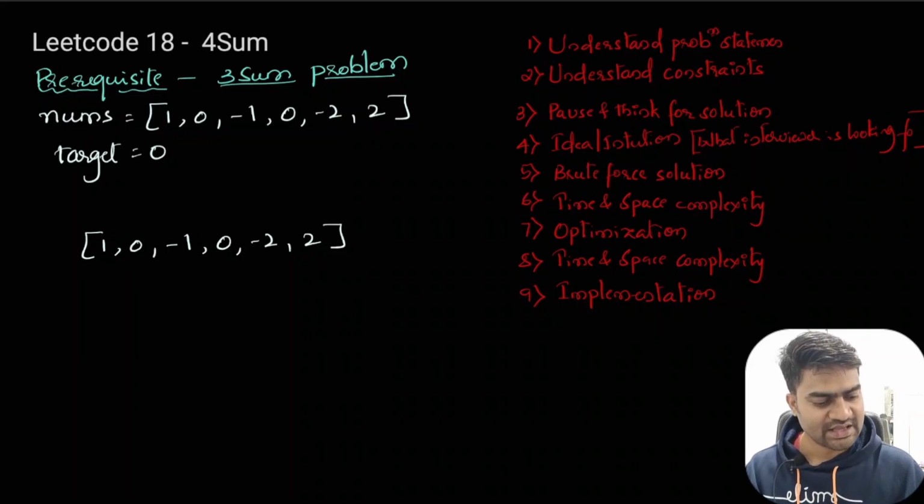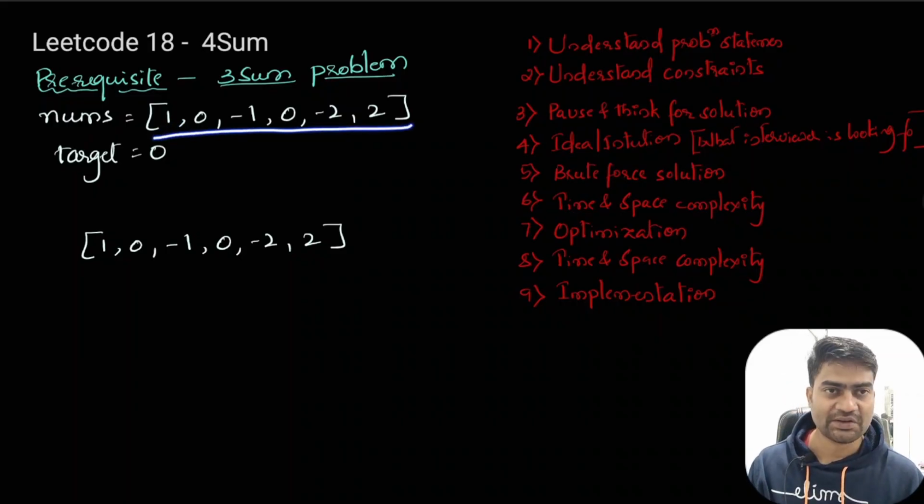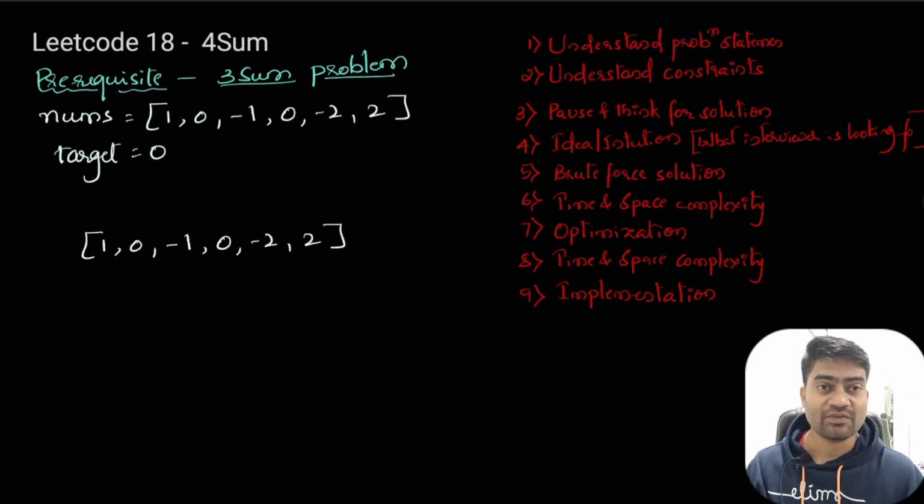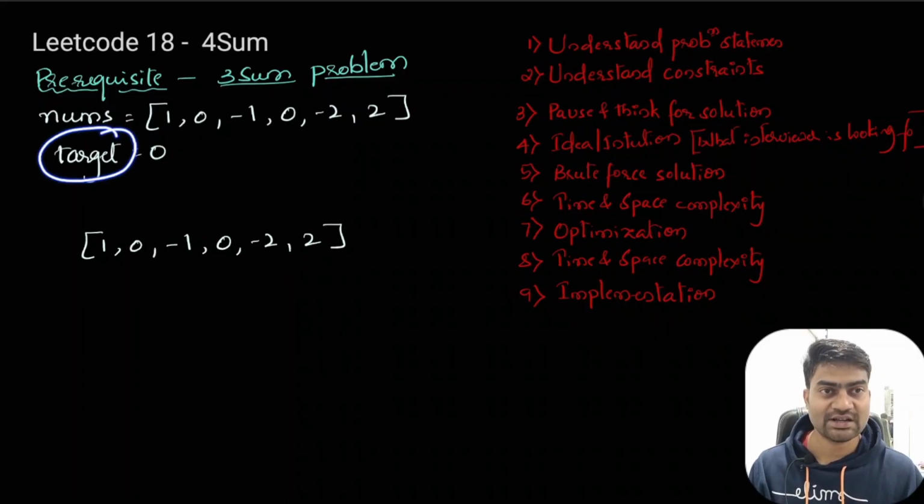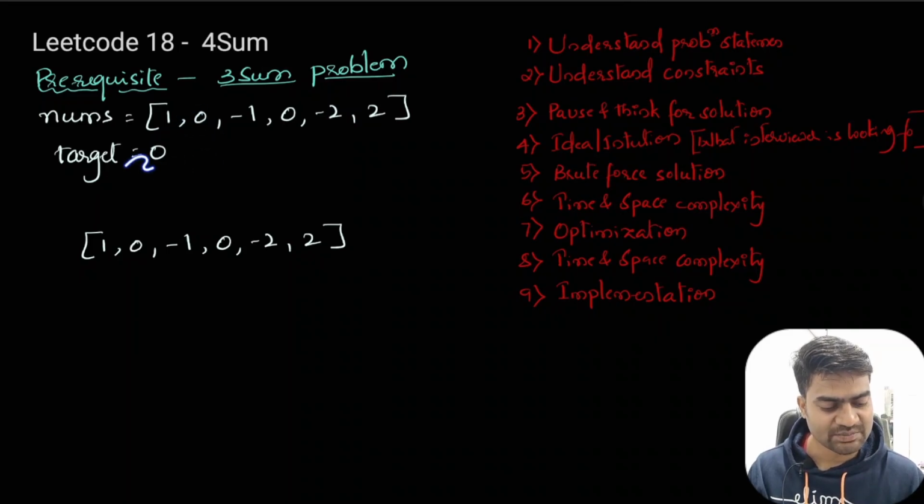Basically, they have given this particular nums array. What we need to do is find quadruplets, which means combinations of four numbers that sum up to give our target. So we will have to find all the quadruplets. Here, the target is 0.